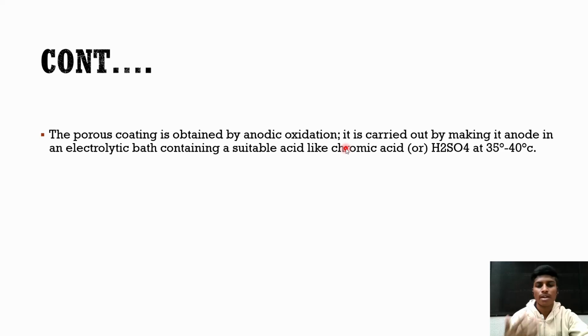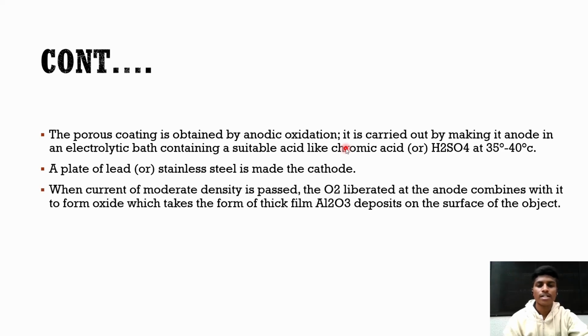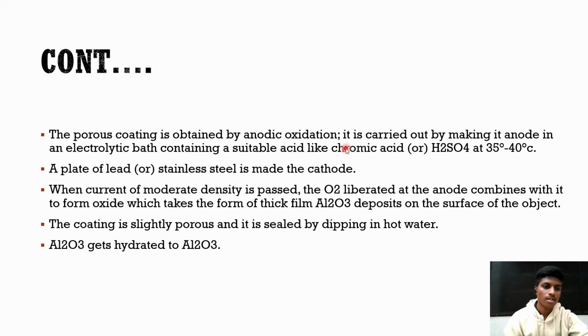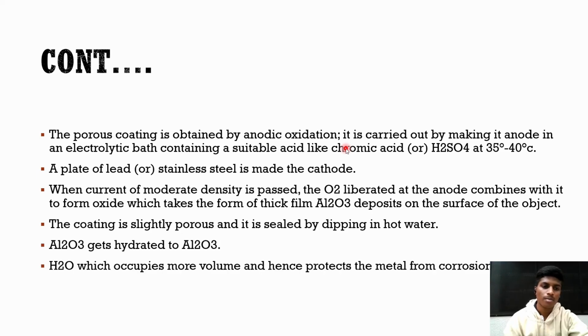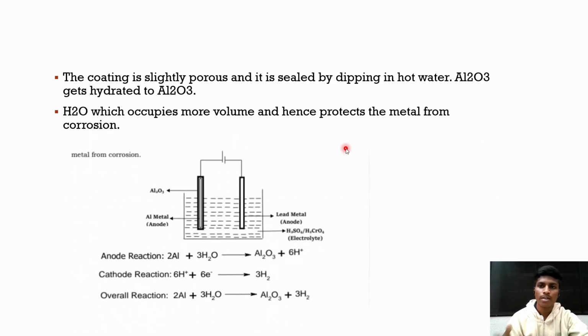A porous coating is obtained by anodic oxidation. It is carried out by making the object the anode in the bath. When a current of moderate density is passed, the oxygen liberated at the anode combines with the metal to form oxide, which takes the form of a thick film of Al2O3, aluminum oxide, deposited on the surface of the object. The coating is slightly porous and is sealed by dipping in hot water. The aluminum oxide gets hydrated to Al2O3.H2O, which occupies more volume and hence protects the metal from corrosion.